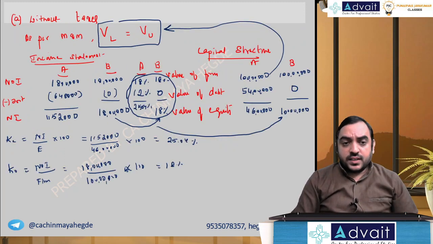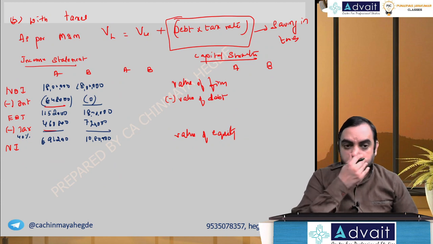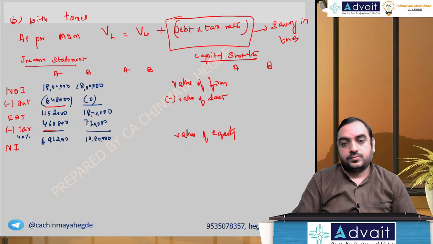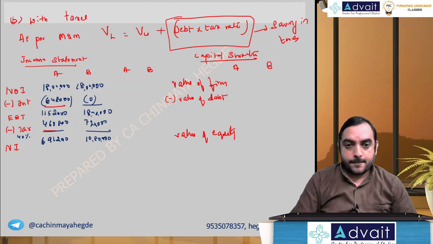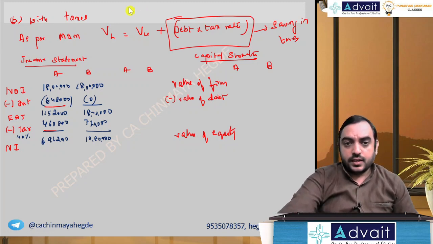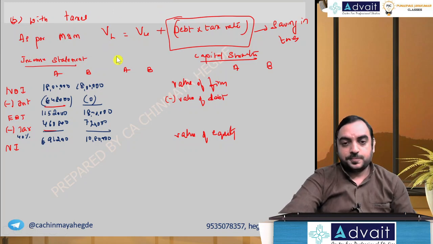Okay, then what is given? Interest rate 12%. Okay, first you complete this, then I'll do the remaining parts.